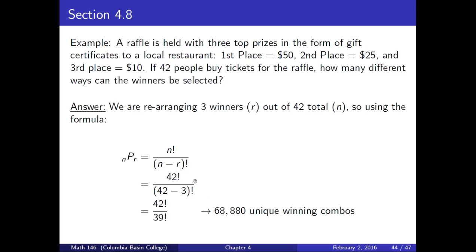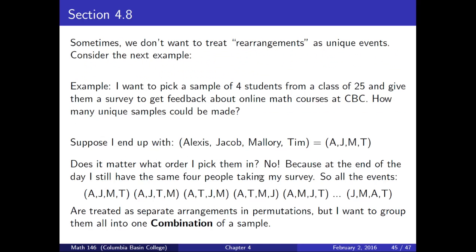r is 3, that's how many I'm picking. I'm going to take 42 factorial, divide by 42 minus 3 factorial, and that's going to end up giving me 42 factorial over 39 factorial. You can either simplify that or plug it into your calculator, but either way, you're going to come out with 68,880 unique winning combinations.